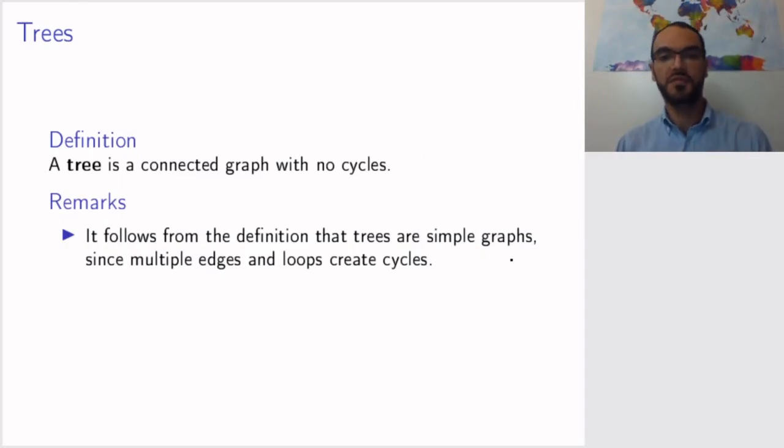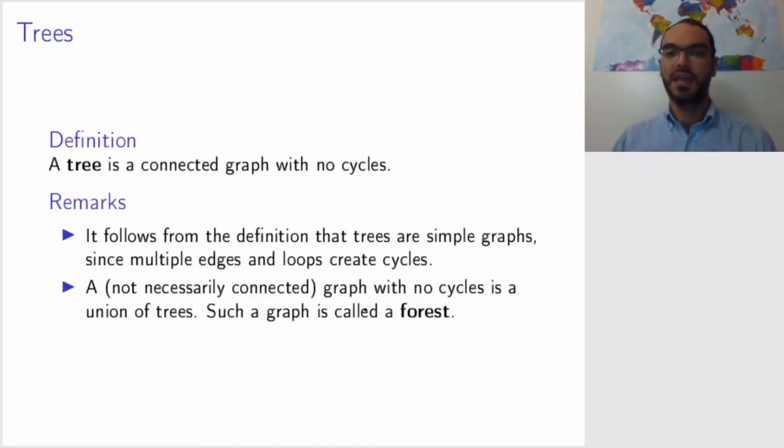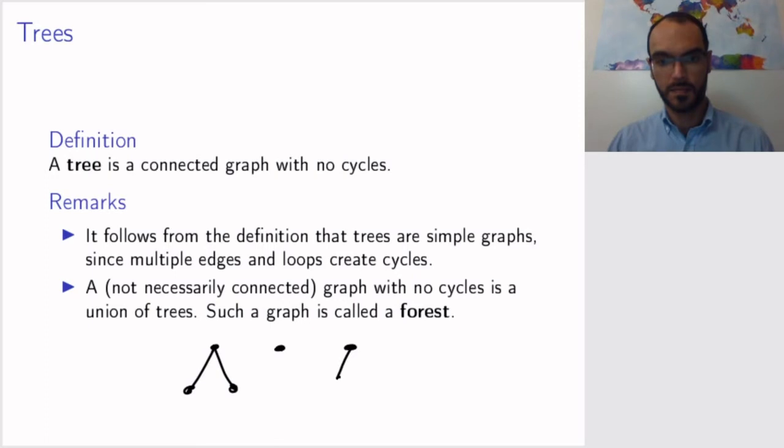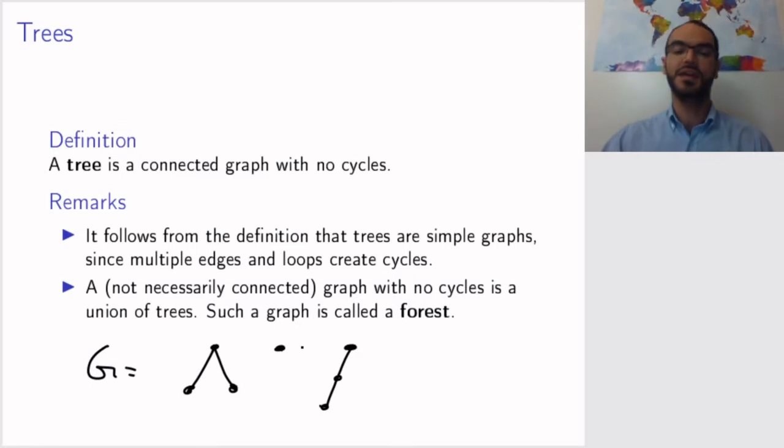So from the definition, it follows that trees are simple graphs, because if in a graph you have a multiple edge, then you have a cycle, and if you have a loop, then you also have a cycle. So automatically trees are simple graphs. And if you have a graph that is not connected but still doesn't contain any cycles, it's going to look roughly like this. So you have a bunch of trees and your graph is the union of these trees, and quite naturally such a graph is called a forest.